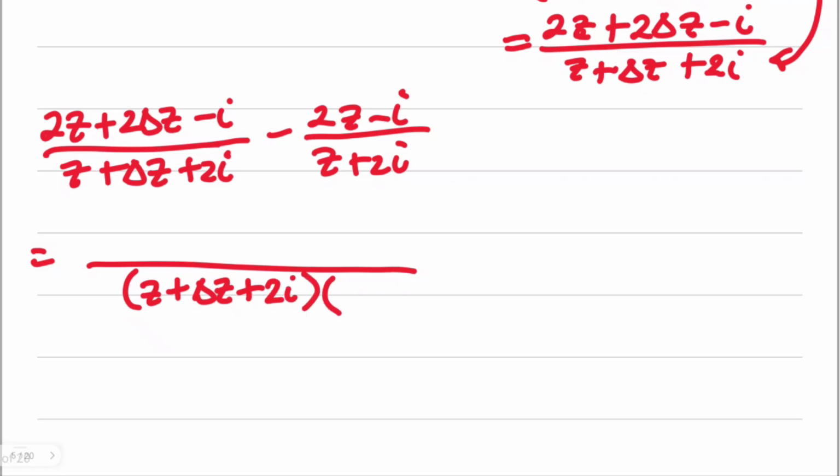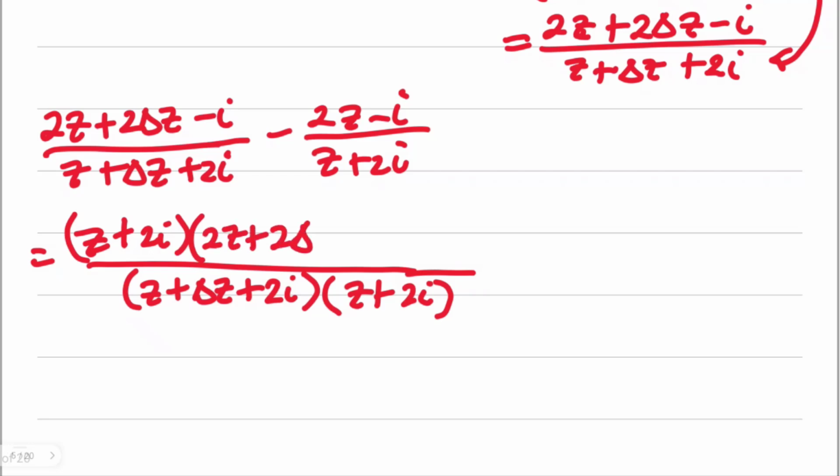2i times z plus 2i. Let's multiply them later together with what will happen in our numerator. Looking for the LCD, this would be multiplied to the first numerator, and this one here would be for the second numerator, as long as they are separated by subtraction. So you have here z plus 2i times the original numerator, 2z plus 2 delta z minus i.